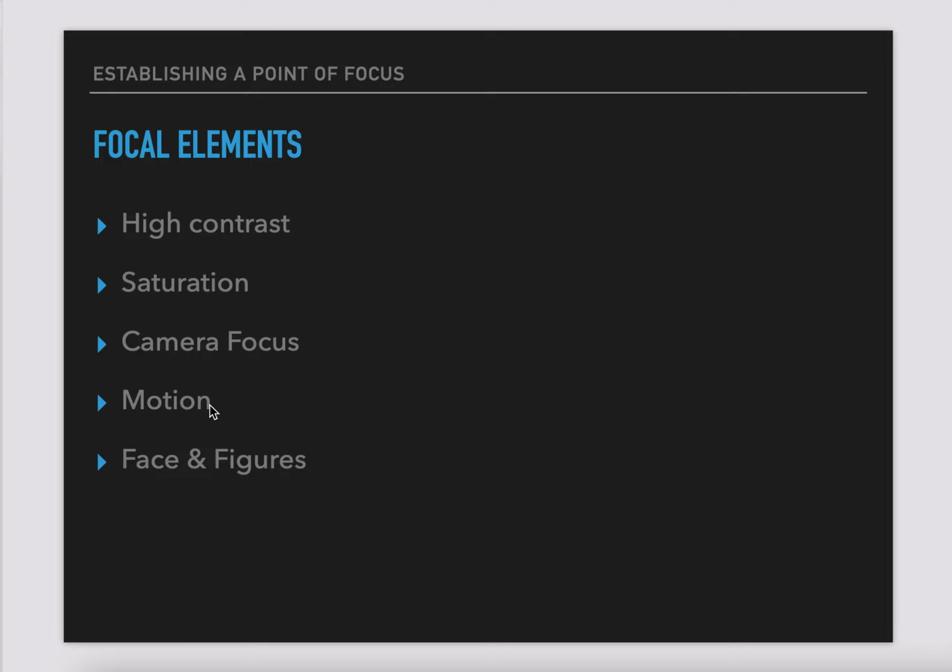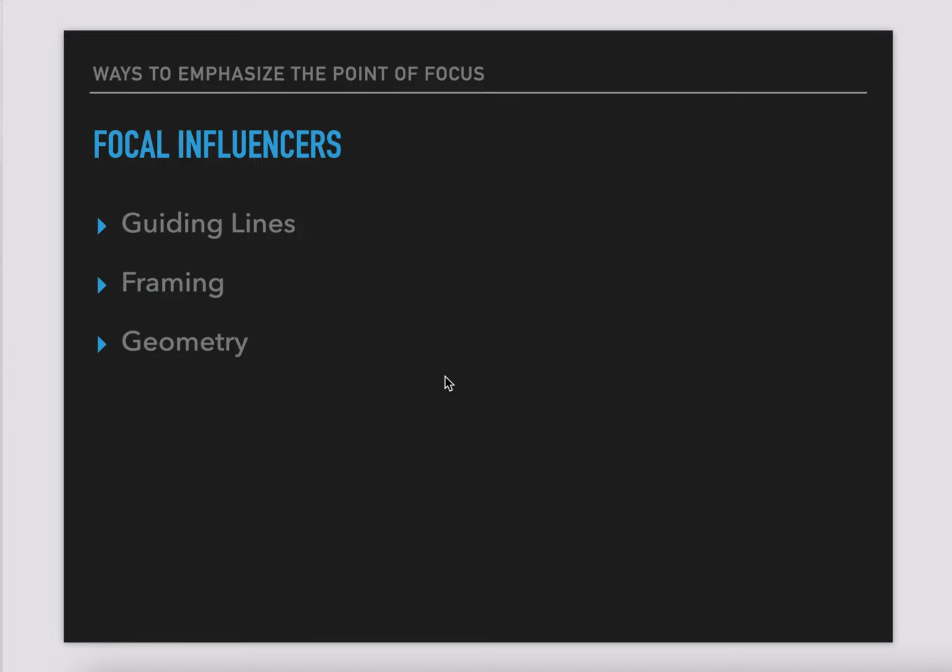Motion. You'll see it in race car photography, where a car is moving and the background's blurry. We're not going to focus on the background, we're going to focus on the car. And we always look at faces and figures. Focal influencers: how can we get someone to look at our point of focus? We can use something called guiding lines, we can use framing, and we can start to play with geometry.